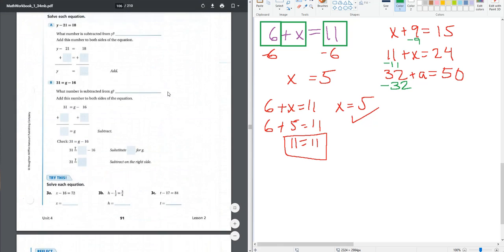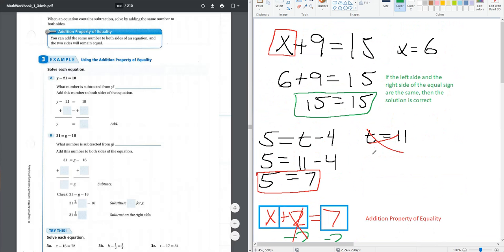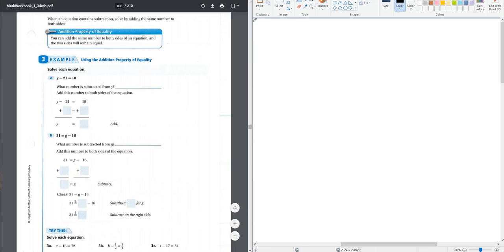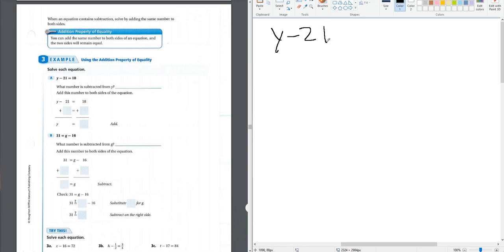So now, let's do these kind of problems. So here, let's see if we have some space. Awesome. So we have y minus 21 is equal to 18. All right. So here, remember, if it's not the variable, we want to get rid of it. I saw a subtraction sign, so my term stops. All right. So y minus 21 equals 18.